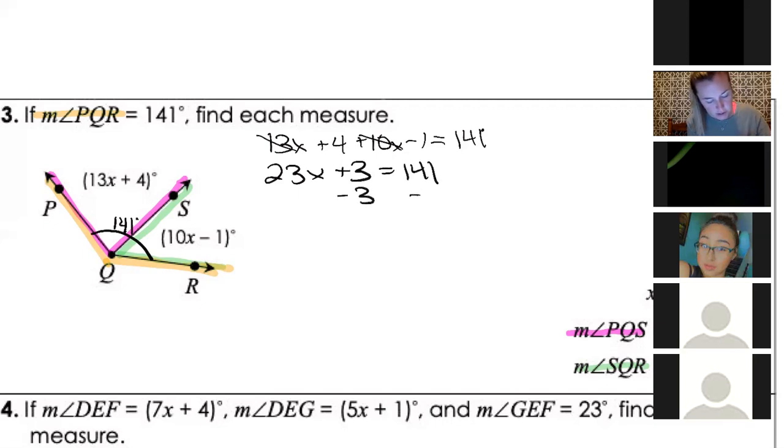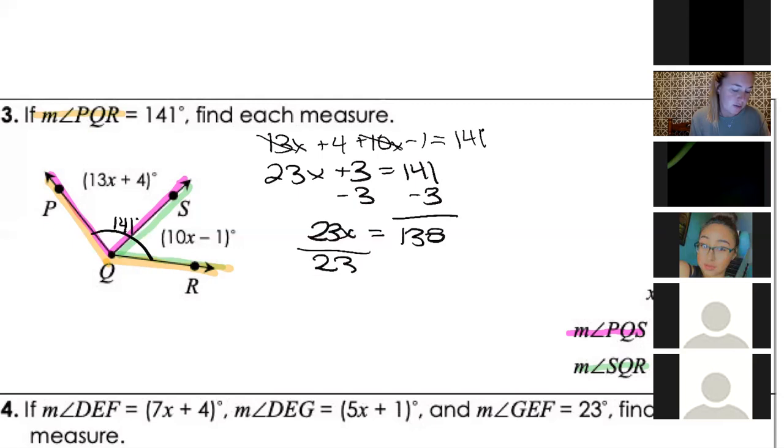We're going to subtract 3. So we have 141 minus 3, 138. And we're left with 23x on this side. We need to undo this multiplication by using division. And you find that x is 6. X is 6 is actually one of the blanks over here, so we can go ahead and fill that in. And then we need to backtrack and plug it into all of these, okay?